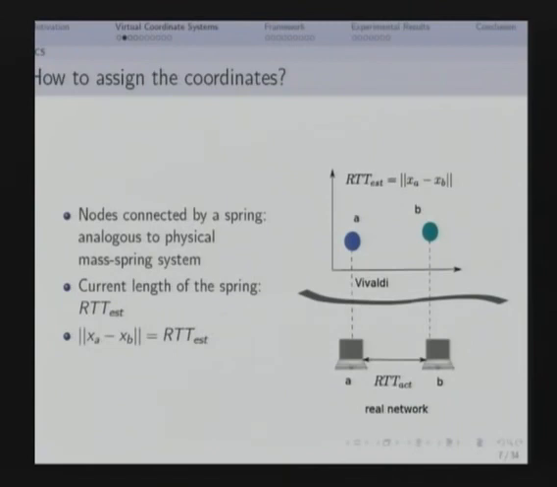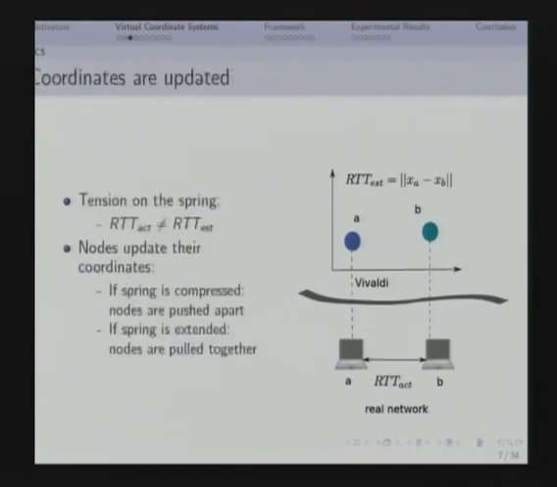So in this system, we consider that the nodes are connected by a spring, which is analogous to a physical mass-spring system. And so the length of the spring represents the estimated round-trip time between two nodes, which also means that the distance between the two coordinates is the estimated round-trip time. However, if the real measured round-trip time is different from the estimated round-trip time, then we have a tension on the spring, and therefore a node needs to update its coordinate.